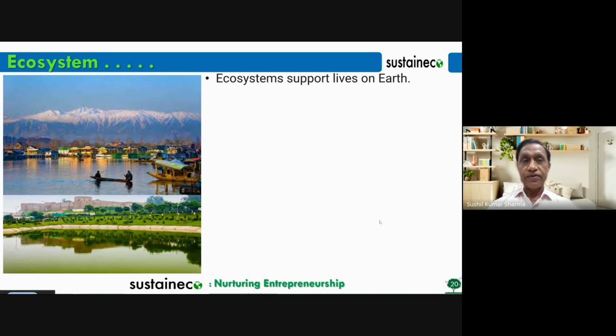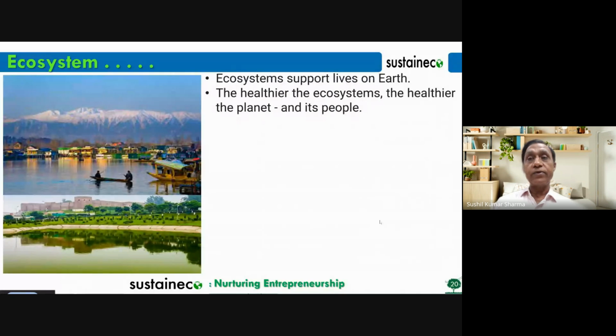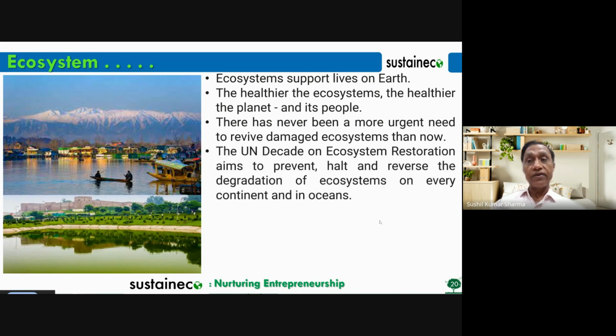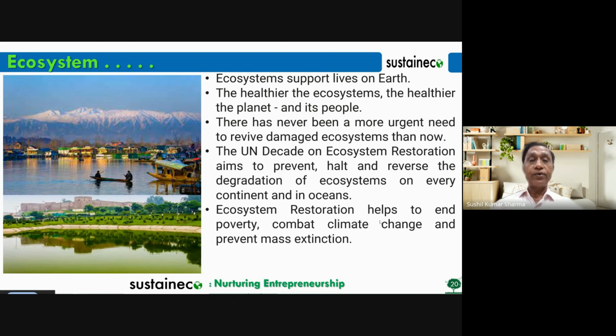Okay. So ecosystems, they are critical and their importance is essential. Ecosystems support life on Earth. The healthier the ecosystems, the healthier the planet and we people all on the planet. There has never been a more urgent need to revive damaged ecosystems than now. The United Nations Decade on Ecosystem Restoration, which began in 2021, in fact on World Environment Day, will continue up to 2030. It aims to prevent, halt, and reverse the degradation of ecosystems on every continent and in oceans. Ecosystem restoration helps to end poverty, combat climate change, and prevent mass extinctions.